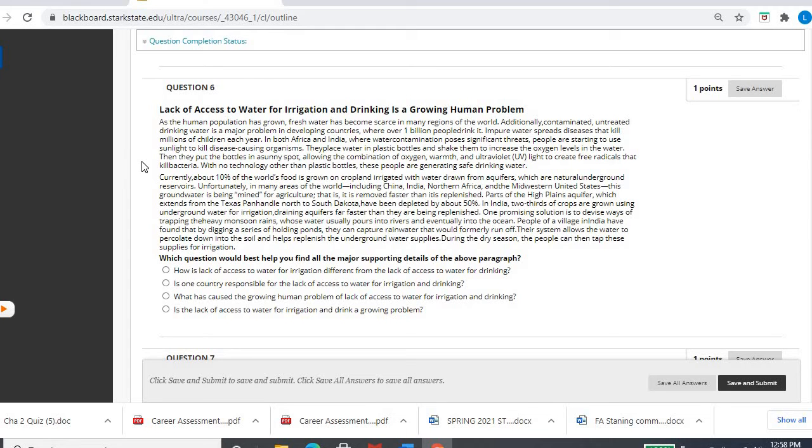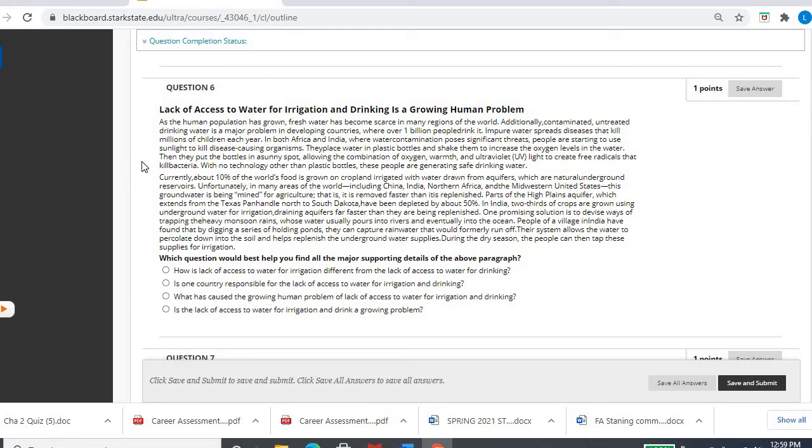Unfortunately, in many areas of the world, including China, India, Northern Africa, and the Midwestern United States, this groundwater is being mined for agriculture. That is, it is removed faster than it is replenished. Parts of the High Plains Aquifer, which extends from the Texas Panhandle north to South Dakota, have been depleted by about 50%. In India, 2/3 of crops are grown using underground water for irrigation, draining aquifers far faster than they are being replenished. One promising solution is to devise ways of trapping the heavy monsoon rains whose water usually pours into rivers and eventually into the ocean.